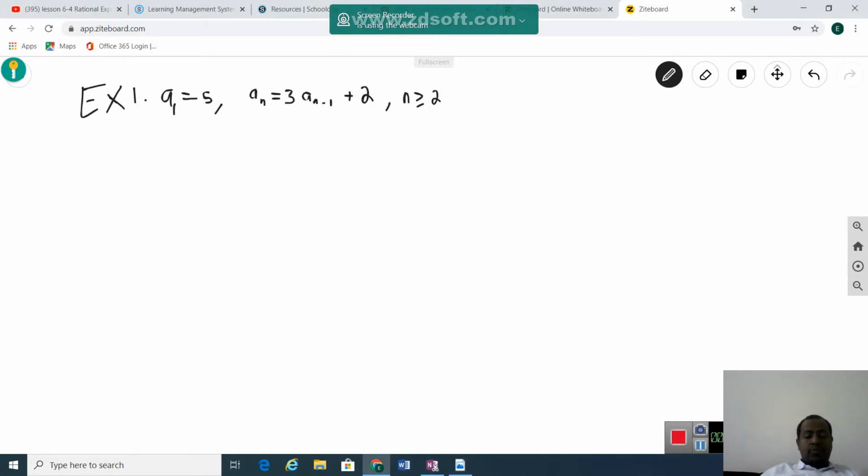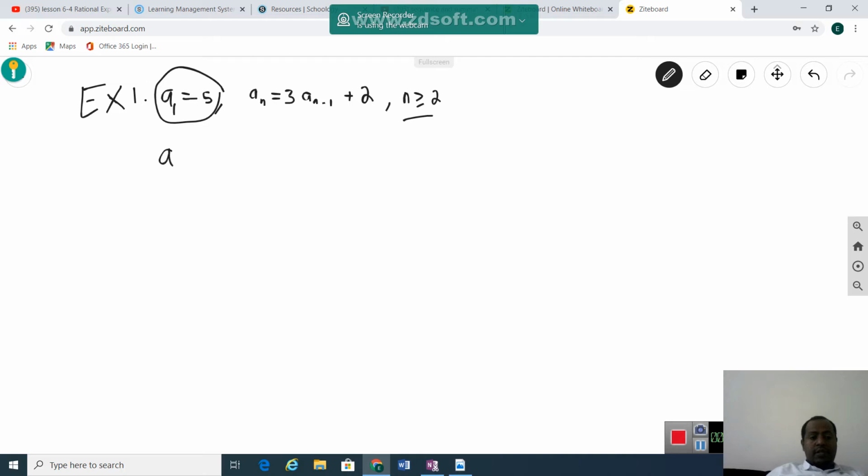In example 2, you are asked to find the first four terms of a sequence given by a sub 1 equals 5 and a sub n is equal to 3 times a sub n minus 1 plus 2, where n is greater than or equal to 2. As you can see here, the first term is given. That means the coming terms depend on the previous terms. For example, the second term depends on the first term. So let's find the second term.